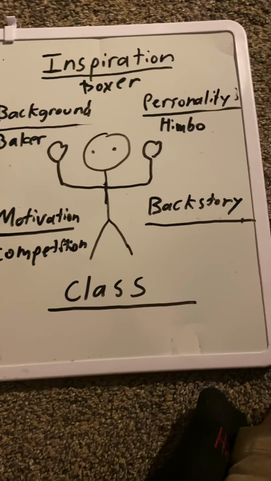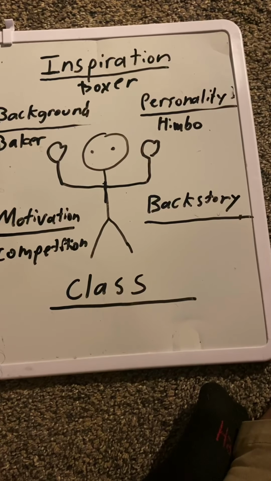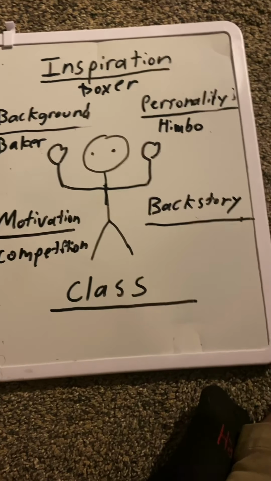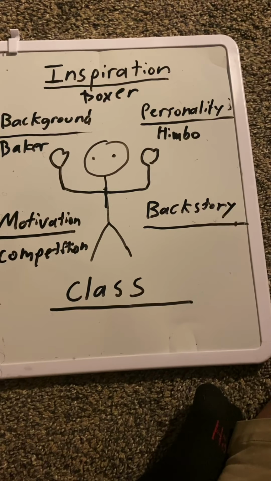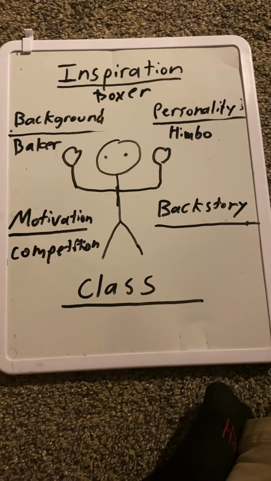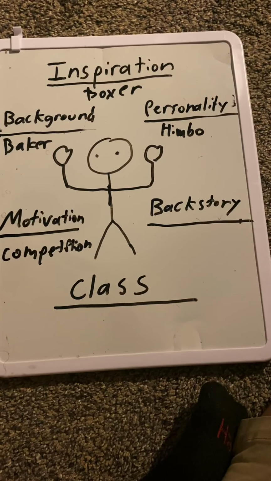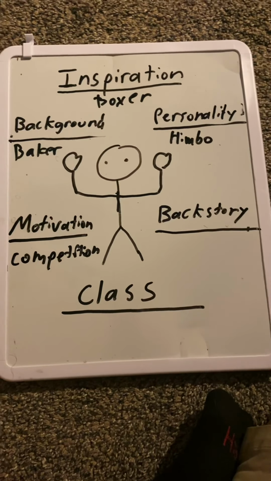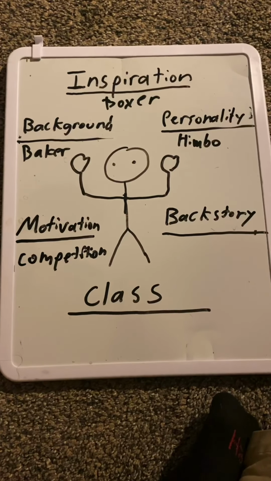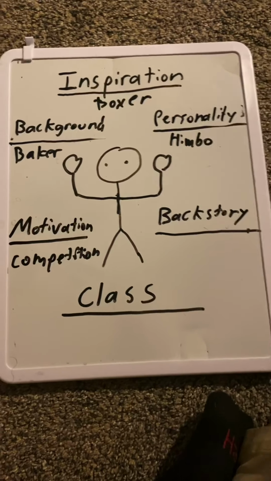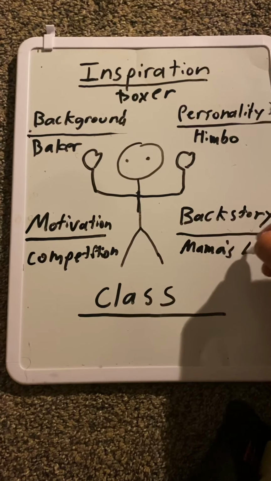So for his backstory, this is where your character came from and how they ended up where they are now. So you need to consider, who's your character's friends and family? What do they care about? And how do they end up here? So I'm gonna say that the person he cares about is his mother, and he cares about making her proud. So I'm gonna say for his backstory, he's a mama's boy.